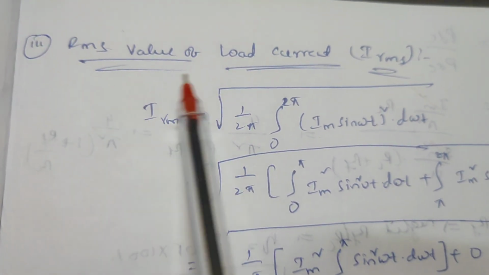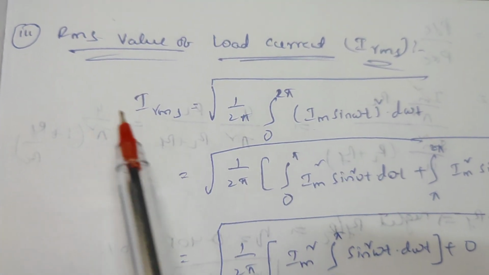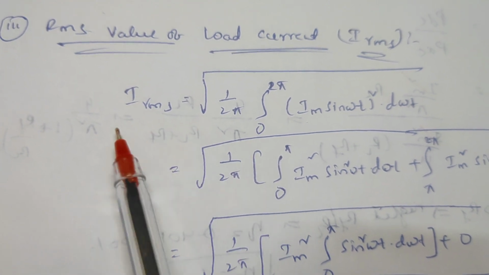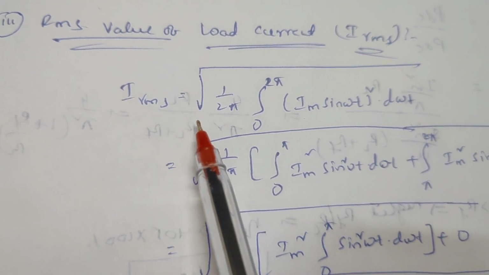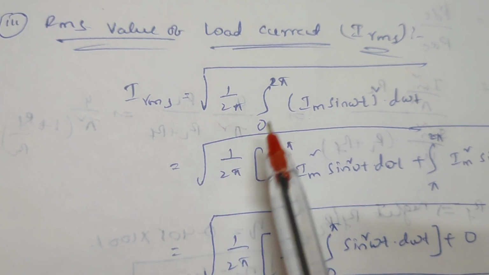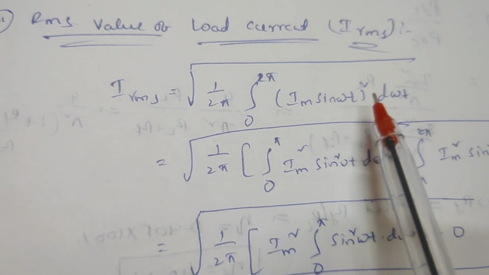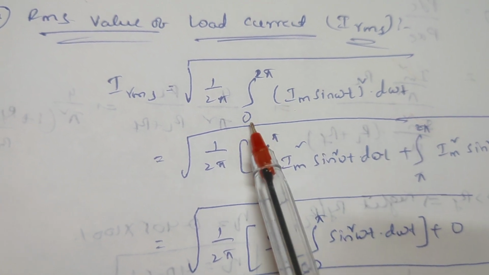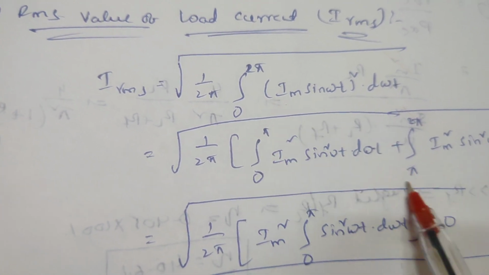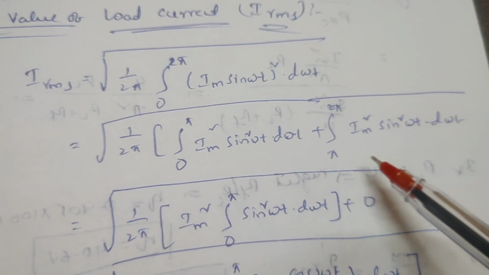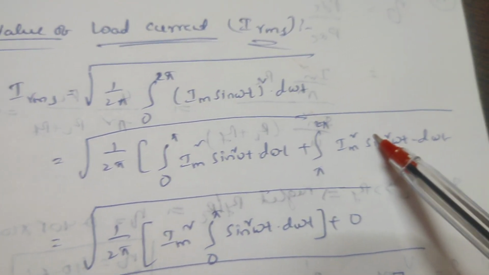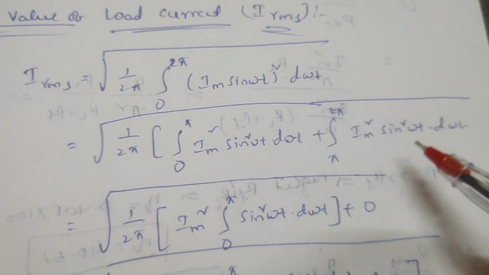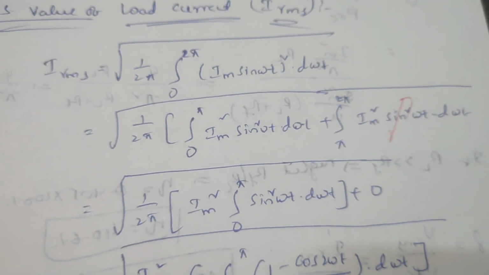Similarly, the RMS value of the load current. RMS is nothing but the root mean square value, which is equal to the square root of 1 by 2 pi integral from 0 to 2 pi of (Im sin omega t) whole square d omega t. We know it has two intervals, from 0 to pi and pi to 2 pi. In the pi to 2 pi interval we are not getting any output voltage or output current. It will be 0 here, so this will get cancelled out.